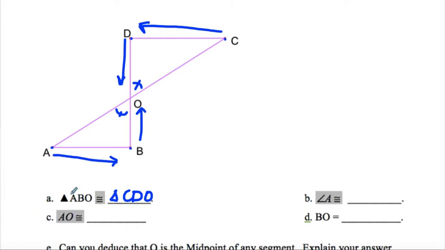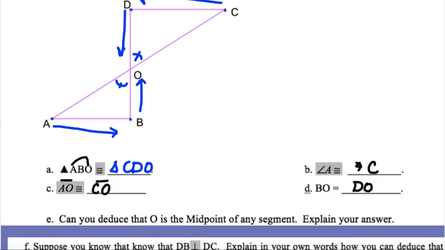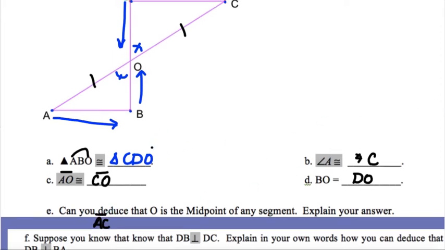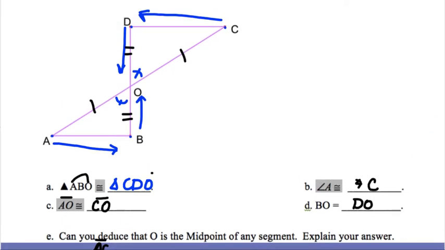So then I would write triangle CDO. Now, then I can fill in the blank. AO is congruent to CO. Angle A pairs up with angle C, and the length of BO is the same as the length of DO. So if this is true and AO equals OC, can you deduce that O is the midpoint of any segment? Well, we can absolutely say that it's the midpoint of segment AC. Now, if we use congruent triangles and take this one more step, and we can mark these congruent, then we can also say that it is the midpoint of DB.